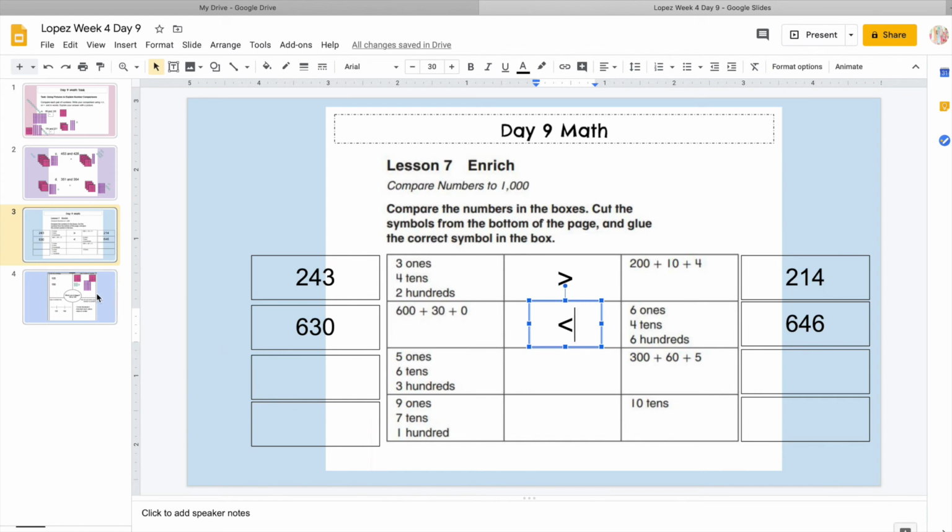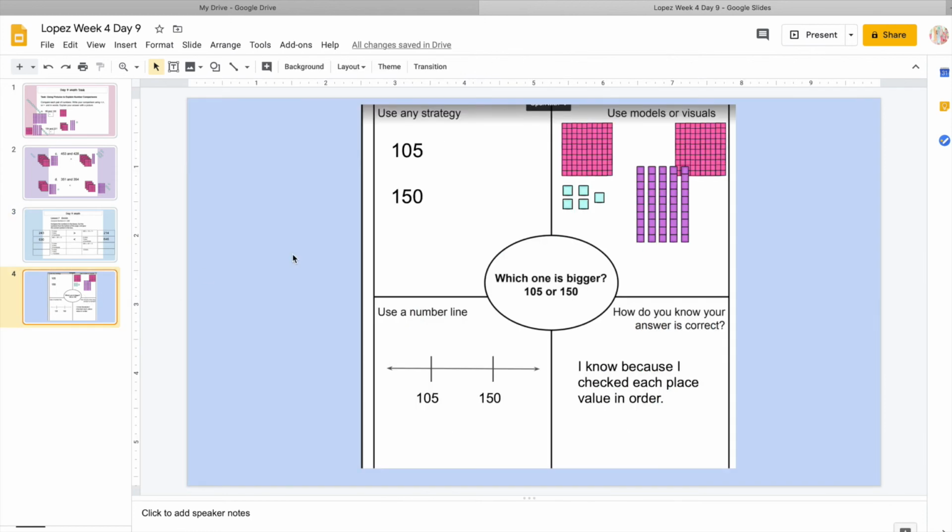But that will be good practice for you. And then lastly, we are going to end our week on some fluency practice, where we need to determine which one is bigger. We have 105 and we have 150. Again, it's using the exact same numbers, but the value of these numbers is going to be different based on where the digit is in the number. So we are going to be comparing 105 and 150, and we need to know which one is bigger.